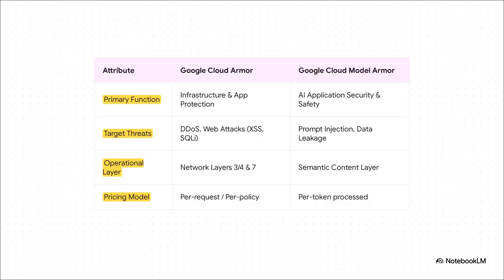And if we zoom in a bit, the differences really pop. Cloud Armor is your go-to for all the classic web stuff. DDoS attacks, SQL injection, all that network layer business. Model Armor, though, it lives on that semantic content layer we were talking about. It's hunting for things like prompt injection and data leaks. But hey, check out the pricing model. This is a huge deal. Cloud Armor is priced per request. Model Armor, it's priced per token. So they're not fighting for the same job. Nope. They're totally complementary, like two different layers of security working together.